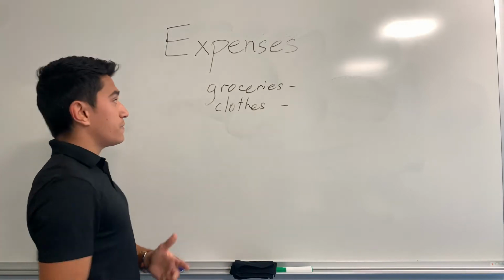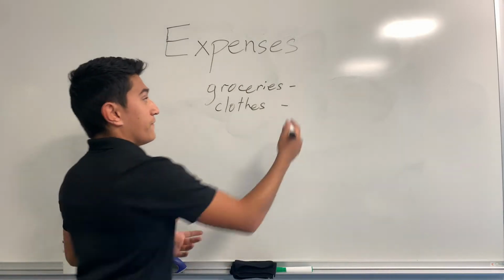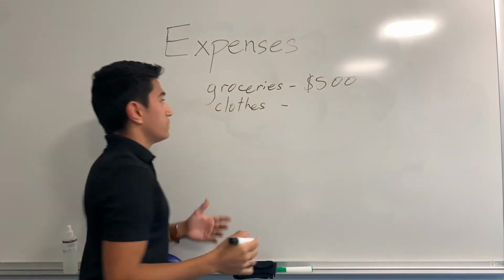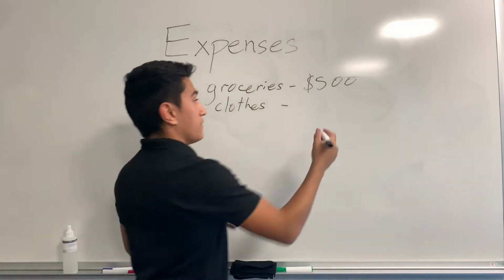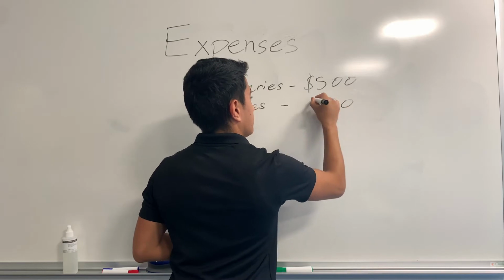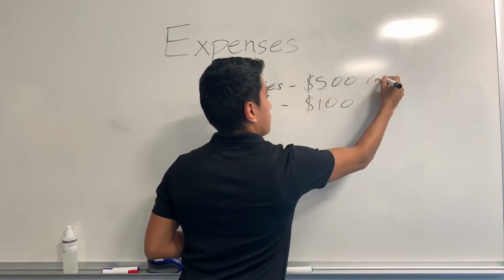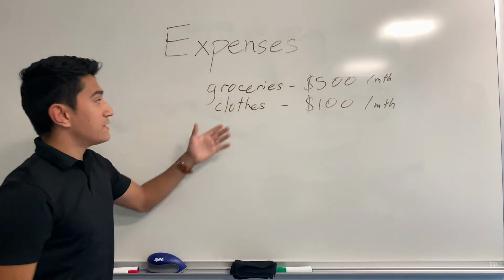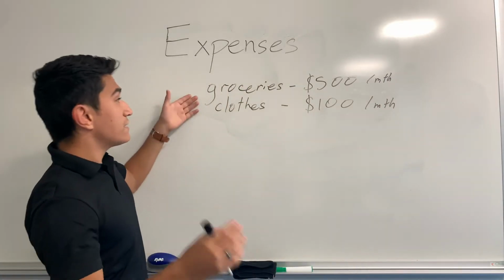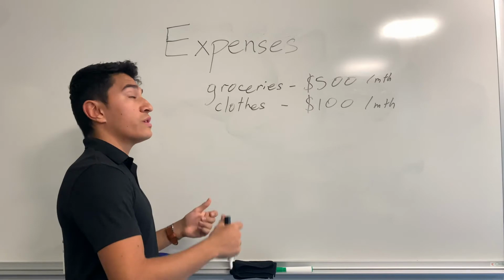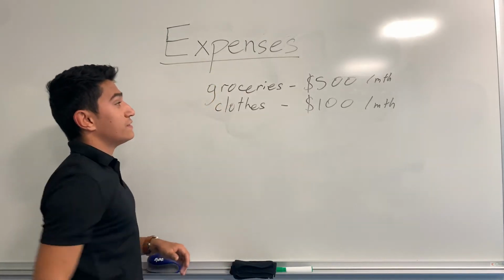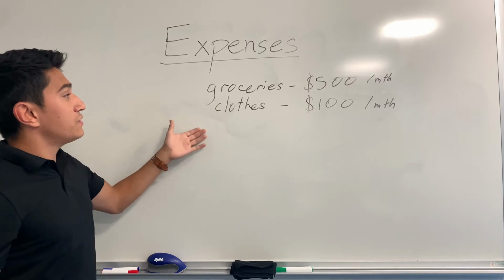So let's say you spend $500 per month on groceries, and then on clothes, let's say you spend, I don't know, $100 per month. These are expenses: things that cost you money, or where money leaves your account. It's the second keyword, expenses. Again, something that costs money.